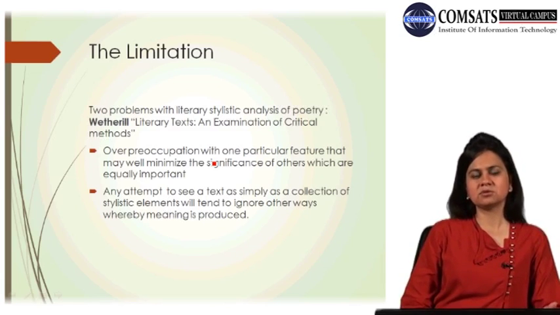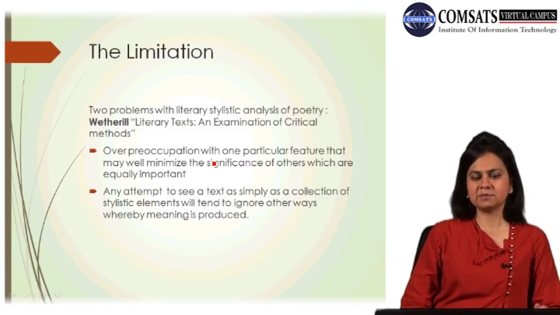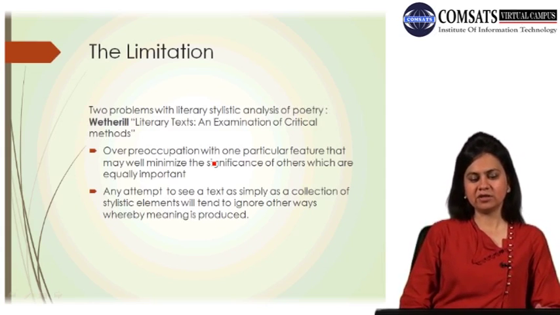Literary stylistics also, just like formalist stylistics, faces criticism on this particular part, that there are two aspects of observing style when the literary stylistician approaches a text. This limitation of literary stylistics has been highlighted by Wetherill. Wetherill says that there are two problems with literary stylistics analysis.